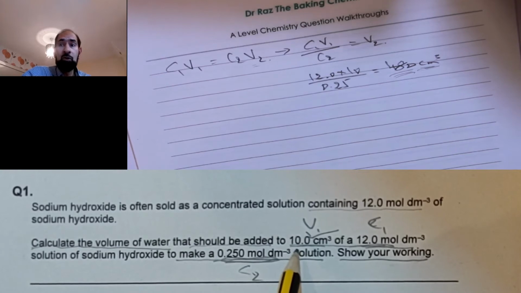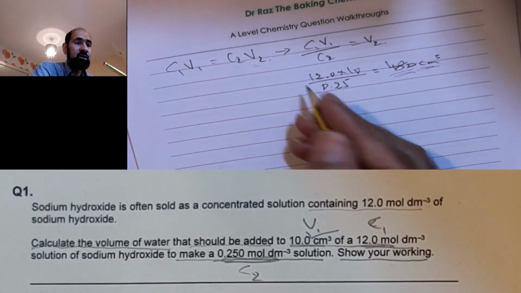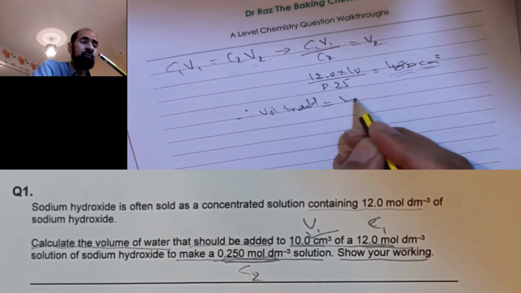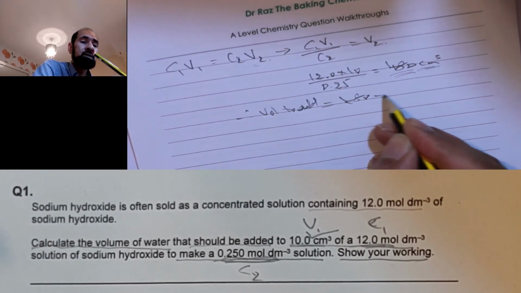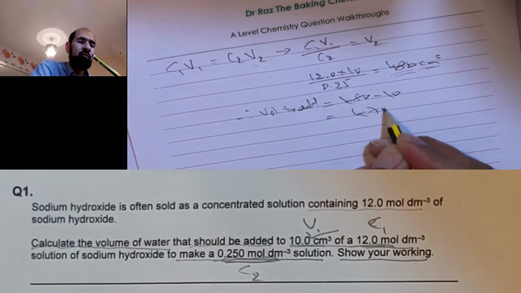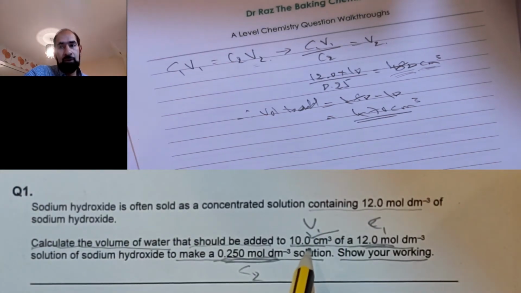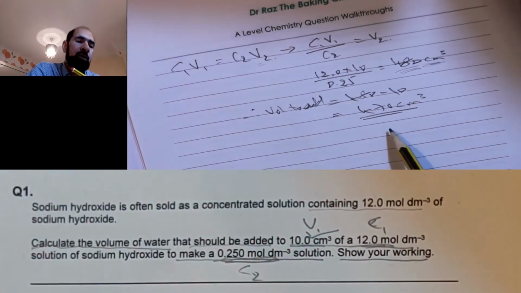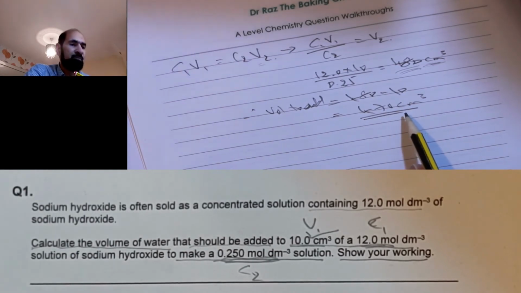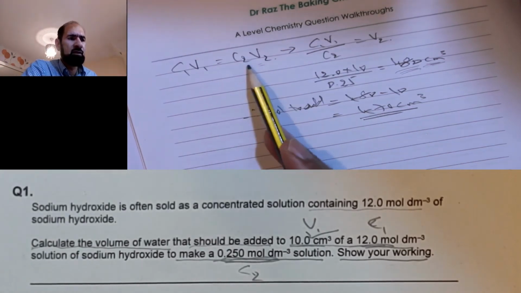So you don't say, oh, I want to add 480 centimeters cubed. No, that's the final volume. They've already got 10, so therefore, volume to add is equal to 480 minus 10. Remember, they said show your working, yeah? Minus 10, which equals 470 centimeters cubed. So you've got to add 470 centimeters cubed to the 10 centimeters cubed to give you 0.25 molar. Well, look, 1 mark is for that working out and 1 mark for the answer, okay? So that's a simple answer, 2 marks. It should take you less than 2 minutes if you know this dilution equation.